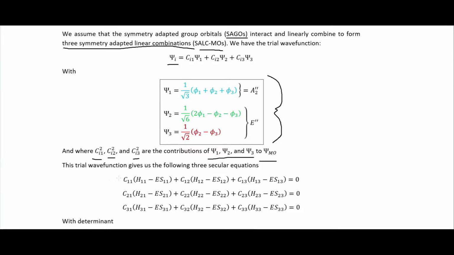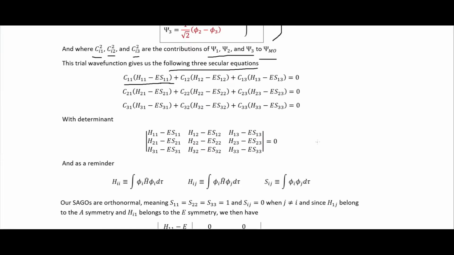So we have these as our symmetry adapted group orbitals, where these C coefficients are the contributions of each of these three SAGOs, these symmetry adapted group orbitals, to our molecular orbital. The trial wave function, if we go through what I did a couple videos ago, gives us the following three secular equations. So the C times the H minus E times this S, where the S is the overlap integral. And this is our secular determinant right here.